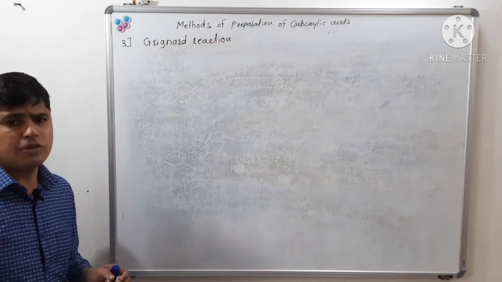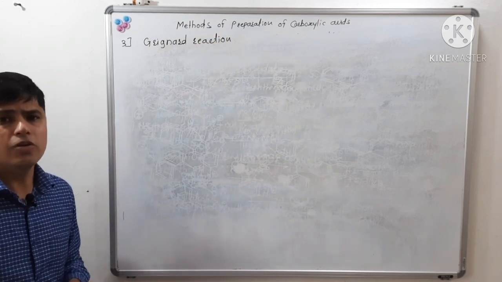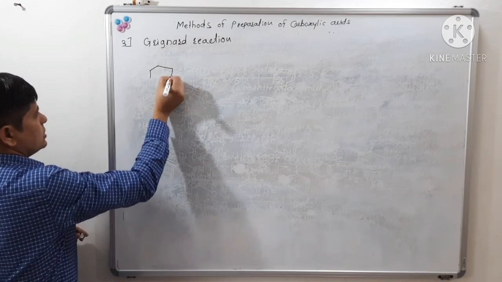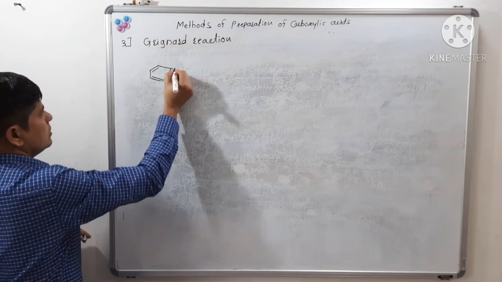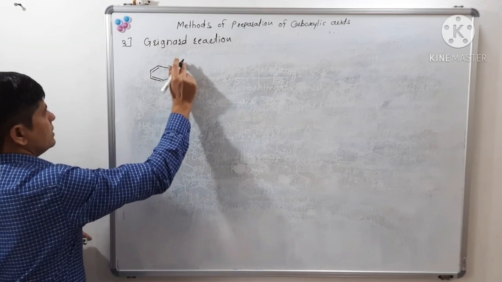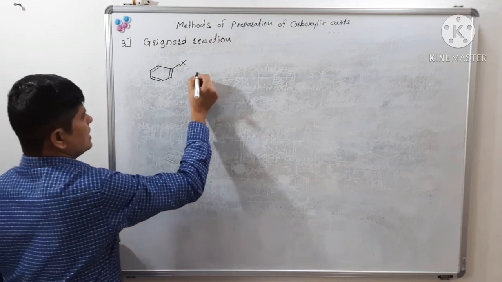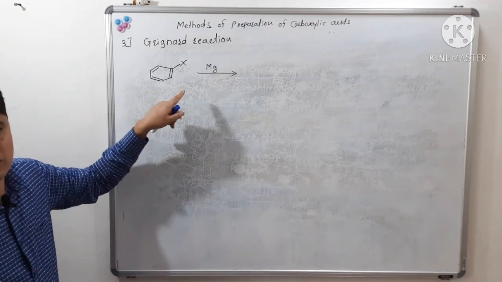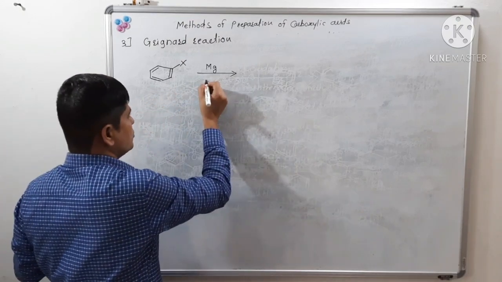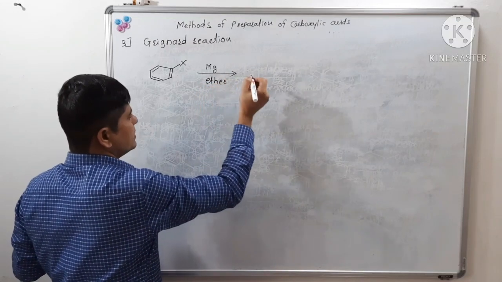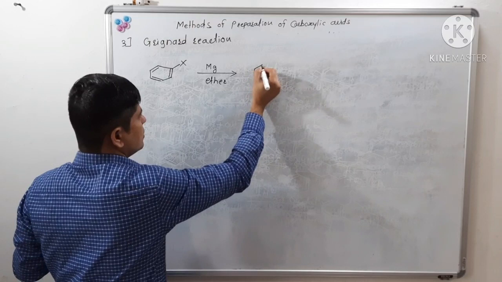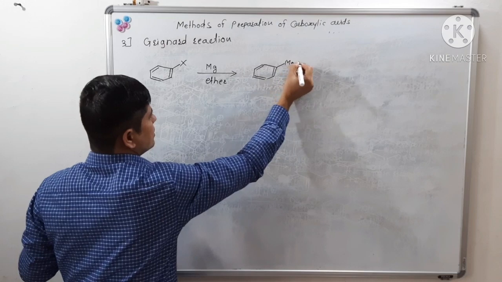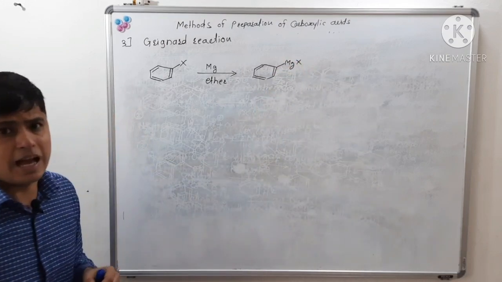See, this reaction we have already discussed in the chapter of organometallic compounds. For this reaction we want a halobenzene. This halobenzene is on reaction with magnesium metal. For example, bromobenzene or chlorobenzene or iodobenzene, these on reaction with magnesium metal in presence of diethyl ether as a solvent, so what we will get? We will get the corresponding Grignard reagent, ArMgX.